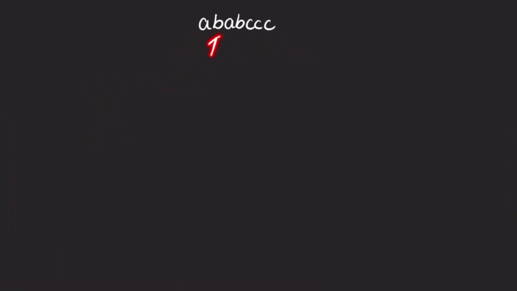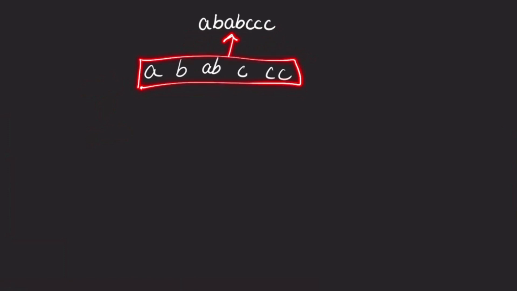For example, for this test case, if I take A, and then I take B, and then I take AB, and then I take C, and then CC, right? So this is one of the possible ways to split it. If you concatenate all these substrings, you will get this string only, right? So this is one of the possible splits that we can do for this string. So now you need to identify all such splits, and then whichever has the maximum number of substrings, that you need to return as your answer, the maximum number of strings.